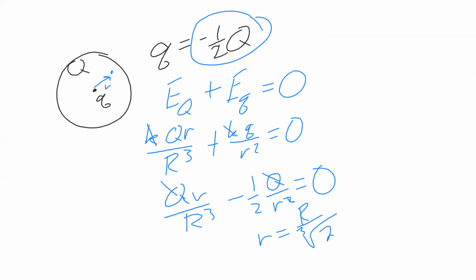Yes, big R is the radius of the circle, and they tell us that explicitly in the problem. Sorry, I didn't write that down immediately, but yeah, big R is the radius of the entire sphere. Cool.